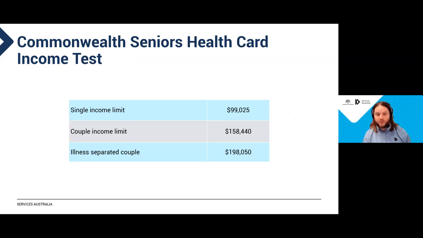If you're currently in receipt of an age pension and your circumstances change, meaning that you're no longer eligible for that payment going forward, it may be worth having a look to see if you qualify for the Commonwealth Seniors Health Card under this different set of rules.